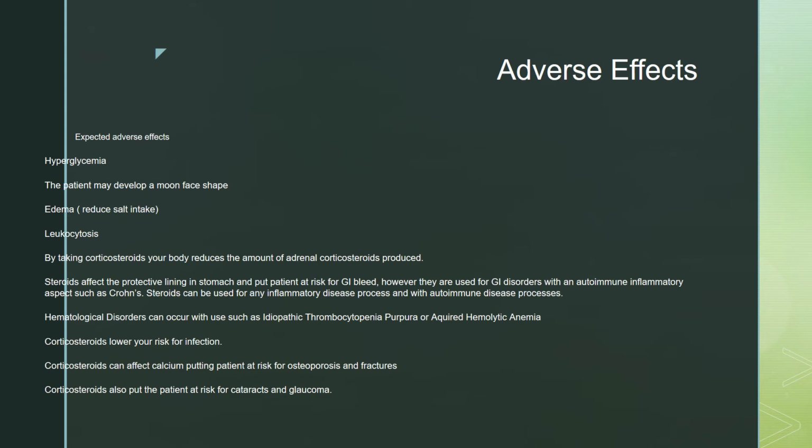Now, adverse effects, some of them can be expected, some of them may not happen at all, but we definitely got to watch for the adverse effects on there. So the first one listed is hyperglycemia, and you may have even seen a sliding scale for insulin because of corticosteroids. So it will increase the glucose level.